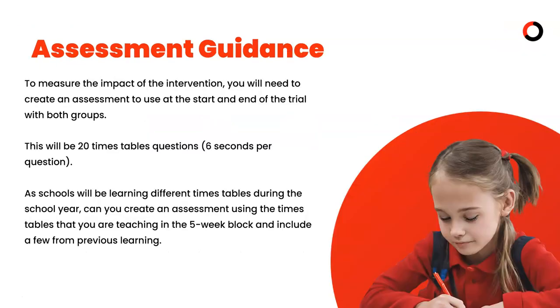So let's move on to the assessment guidance. To measure the impact of the intervention, you will need to create an assessment to use at the start and the end of the trial with both the groups. This will be 20 times table questions with 6 seconds allowed per question. As schools will be learning different times tables during the school year, can you create an assessment using the times tables that you are teaching in the next 5-week block and include a few from previous learning? This will allow you to create your pre-assessment task, and then you will just replicate this for your post.